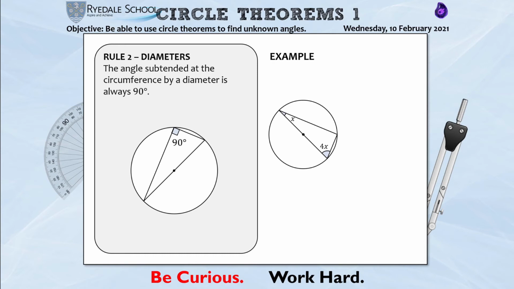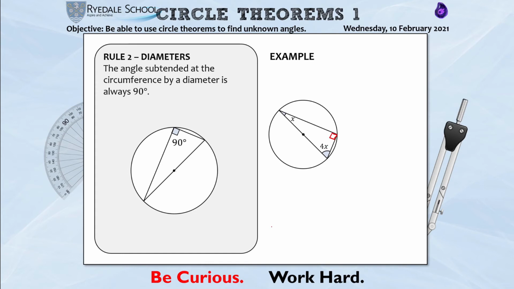But the angle subtended at the circumference, if we have a diameter, is always 90 degrees. So look for the fact that you have the centre of a circle. Is that marked on your diagram? Because unless you're told you've got a diameter, if they do not mark the centre of the circle, do not assume it is a diameter. So let's have a look at this quick example.